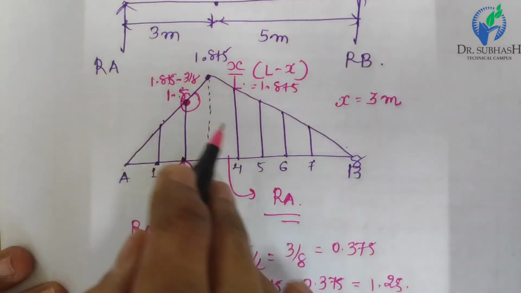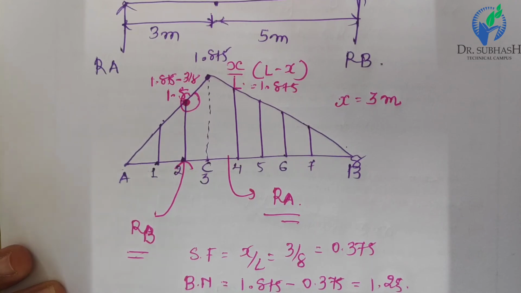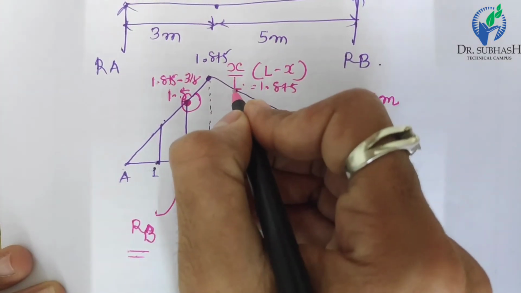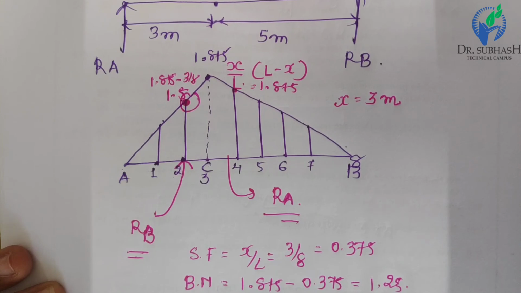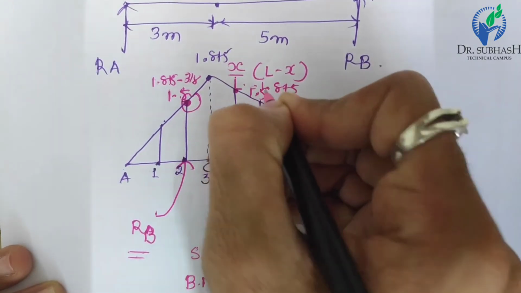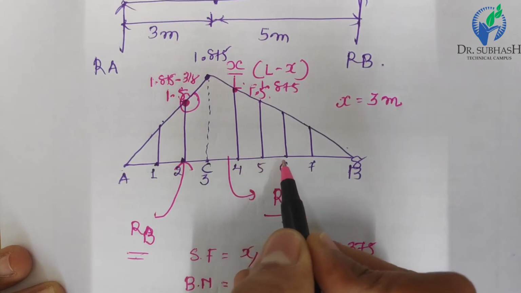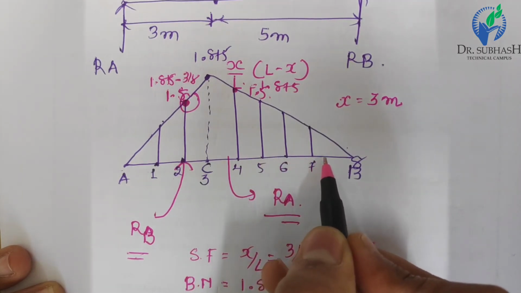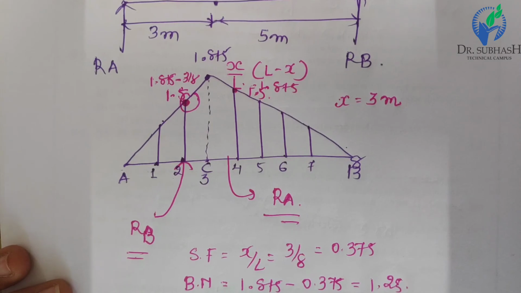So this one is 1.25. In the same way we found here 1.875 minus 0.375, so we found 1.5 here. So now a 1 meter interval is given at the points at different intervals. So now the same 0.375. Again 1.5 minus 0.375. So we found 1.5 minus 0.621.